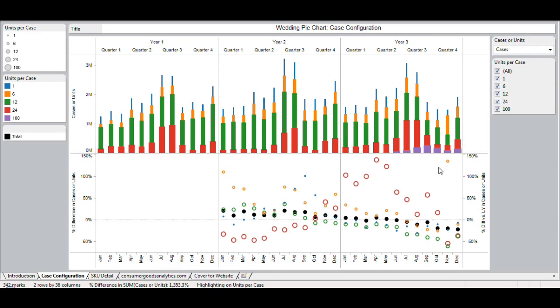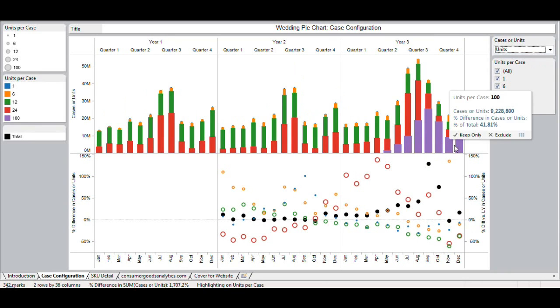The last insight we're going to showcase today is looking at cases for the 100 pack configuration. In the last few months the number of cases is around 7% of the total sales. But if we change from cases to units, we see that this specific package configuration is becoming a huge part of the business, to the point that it's around 40-45%. So if we are making good profit on that 100 pack configuration, we're in great shape.